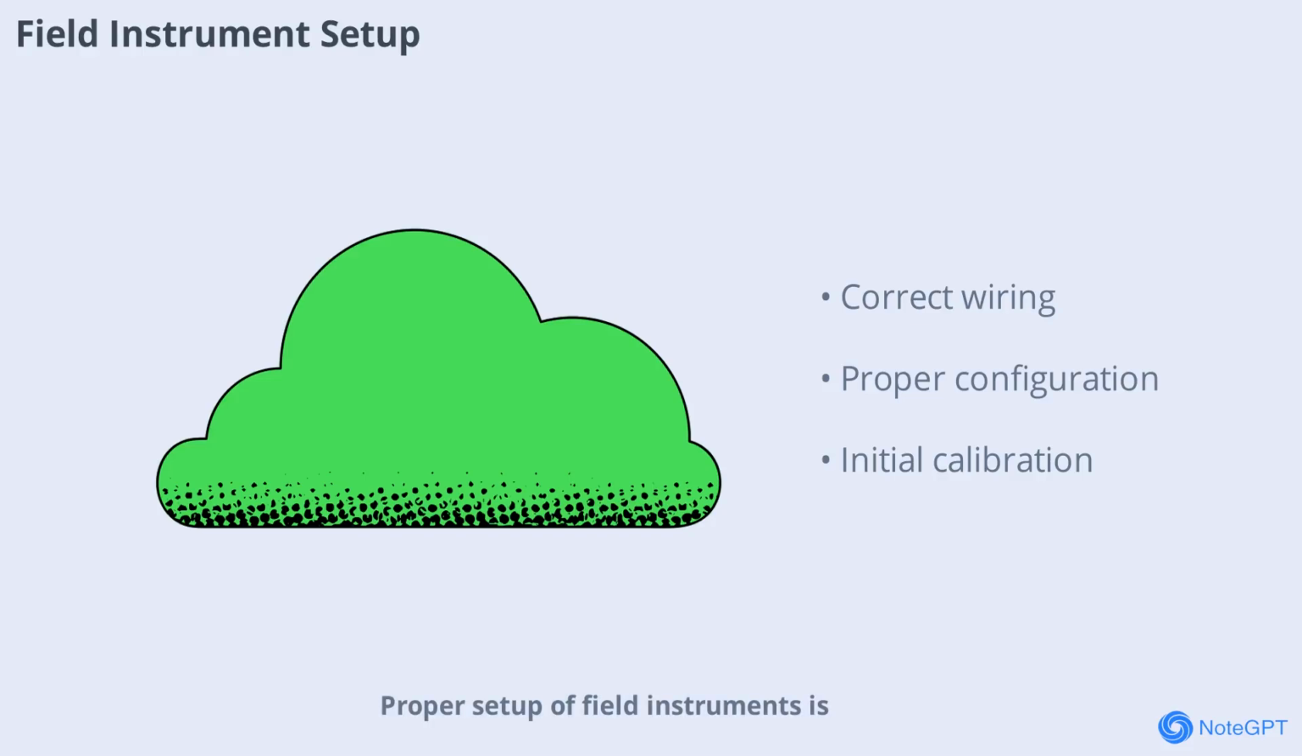Proper setup of field instruments is the first step in accurate signal processing. This includes wiring, configuration, and initial calibration. Each step must be performed carefully to ensure the analog signal is correctly interpreted by the PLC.